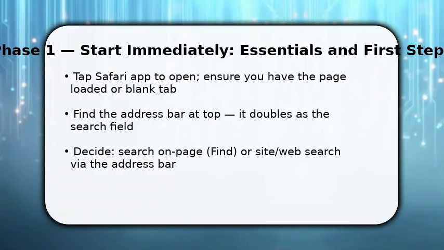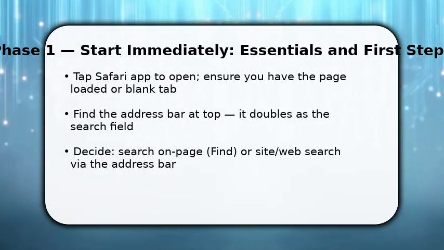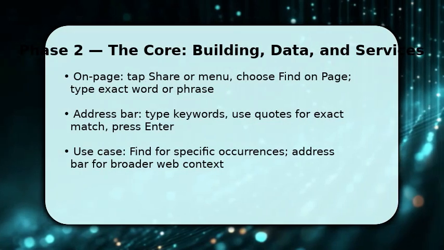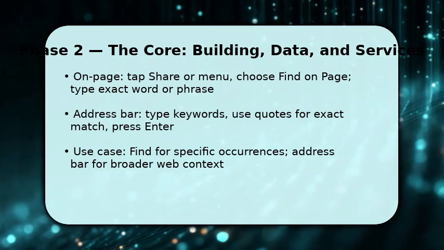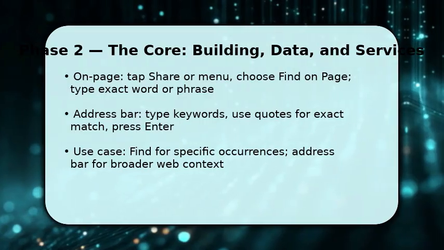Make sure to think on-page versus web results because that changes which tool you use next and saves time down the line. Now choose the appropriate method. For on-page search, tap the share icon or the menu and select Find on Page. Type the exact word or phrase, then jump between matches.